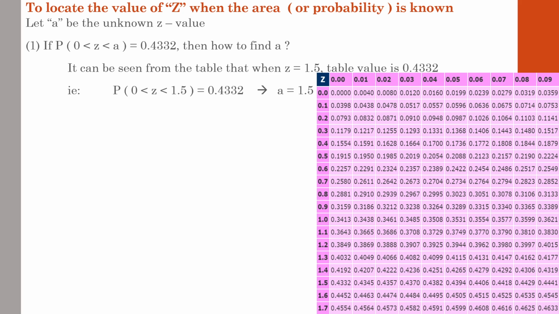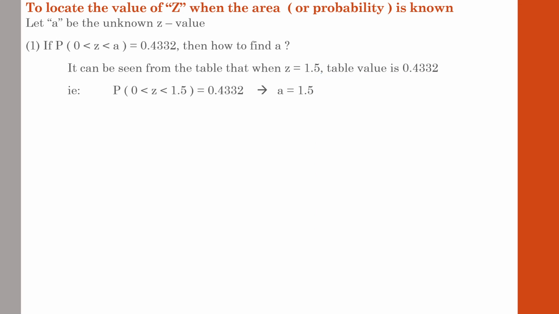So that is the case. Next, let us discuss another type of question you may come across, where you have to follow the same pattern but a little bit different. If the probability of Z greater than A equals 0.35, how to find A? It is almost similar to the first one.